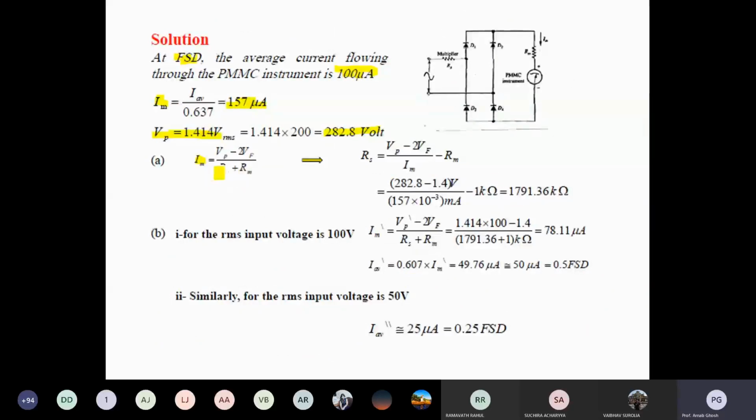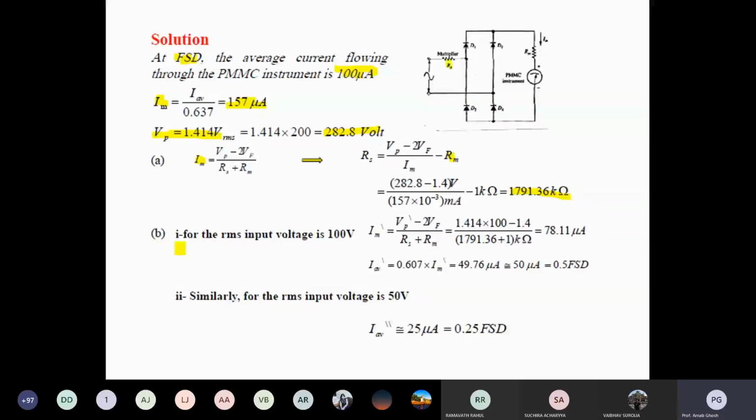Okay, so what is the value of RS? RS equals, by cross multiplication, (VP minus 2 VF) whole divided by IM, minus RM. So you can replace the value of RM. Every value is given in the question, so you are able to get the value of RS. That means you can find out the multiplier resistance RS.